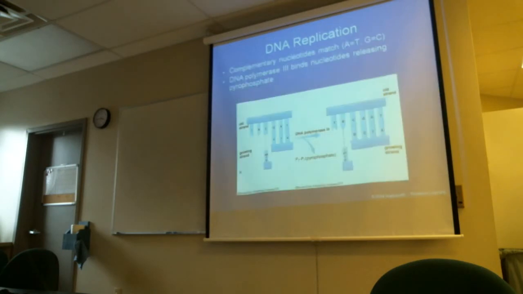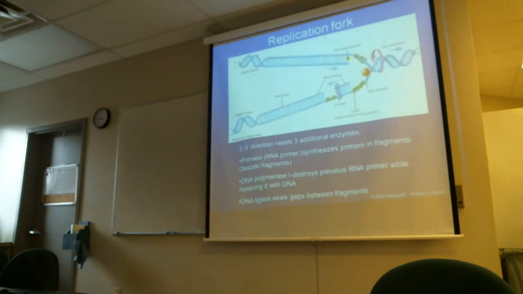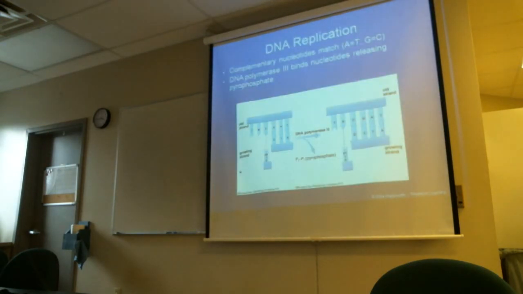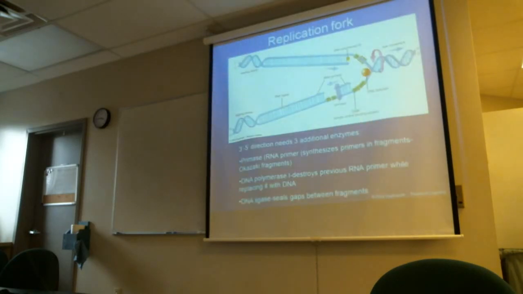So let's look here. We've already talked about it, you don't have to know about pyrophosphate being released, but you know what complementary nucleotides would match. If there was an A, it'd be a T. If there was a G, it'd be a C, and so forth.